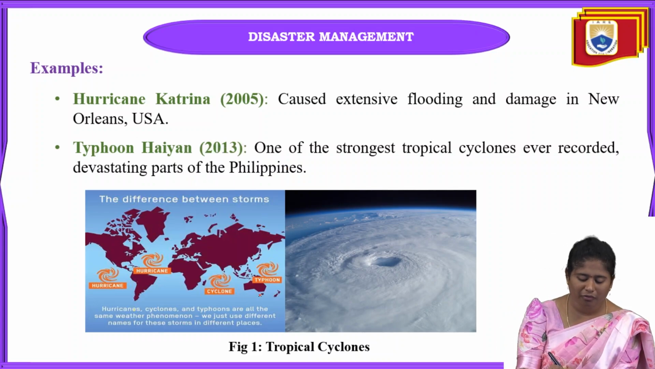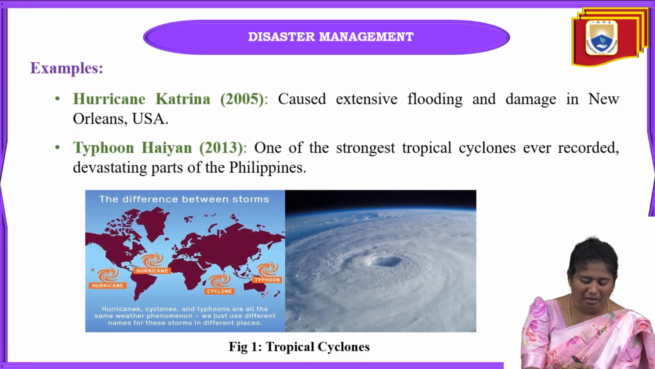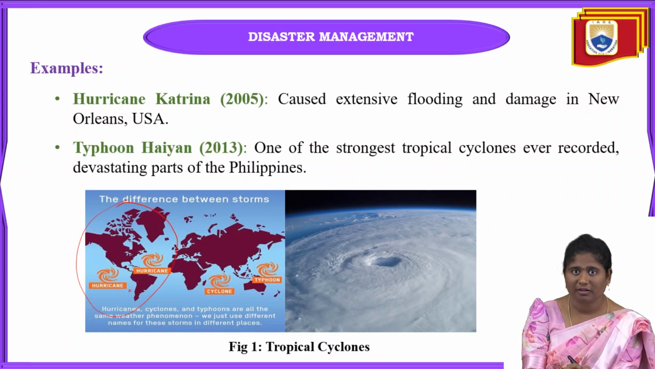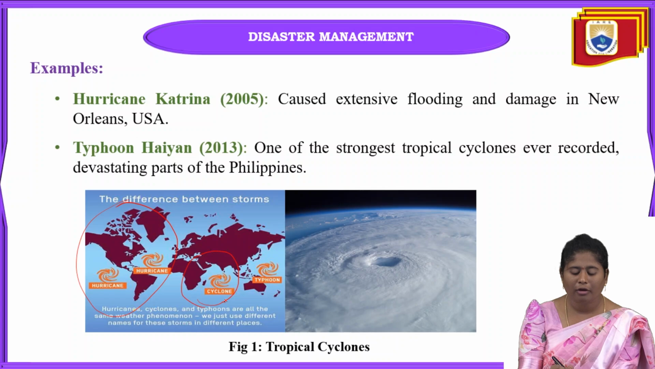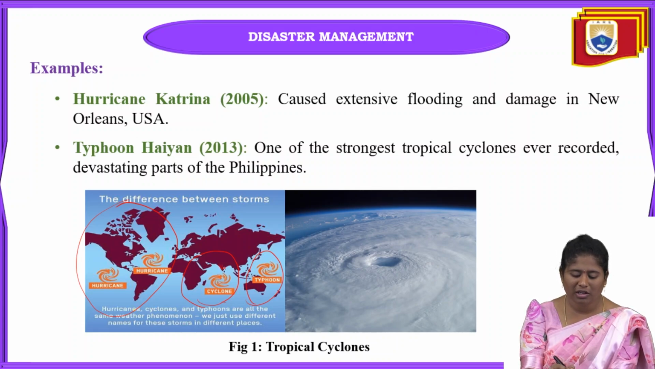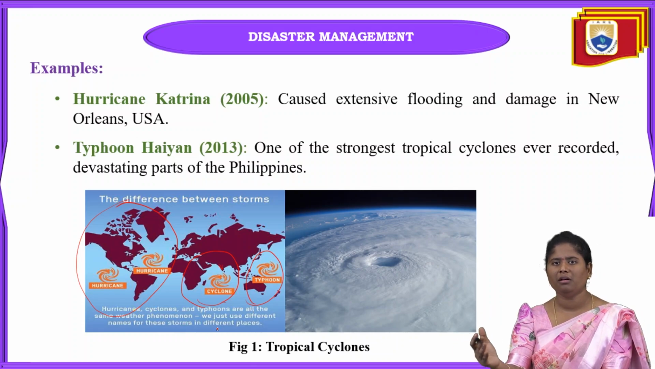Here you can see the first figure, and in these regions, tropical cyclones are called hurricanes. Here you can see the overall world map, and in this region we call them cyclones, and in this region we call them typhoons. And here this is our India. We call the tropical cyclone just a cyclone, not hurricane or typhoon. In some places it is called something else, but in India we call it a cyclone only.